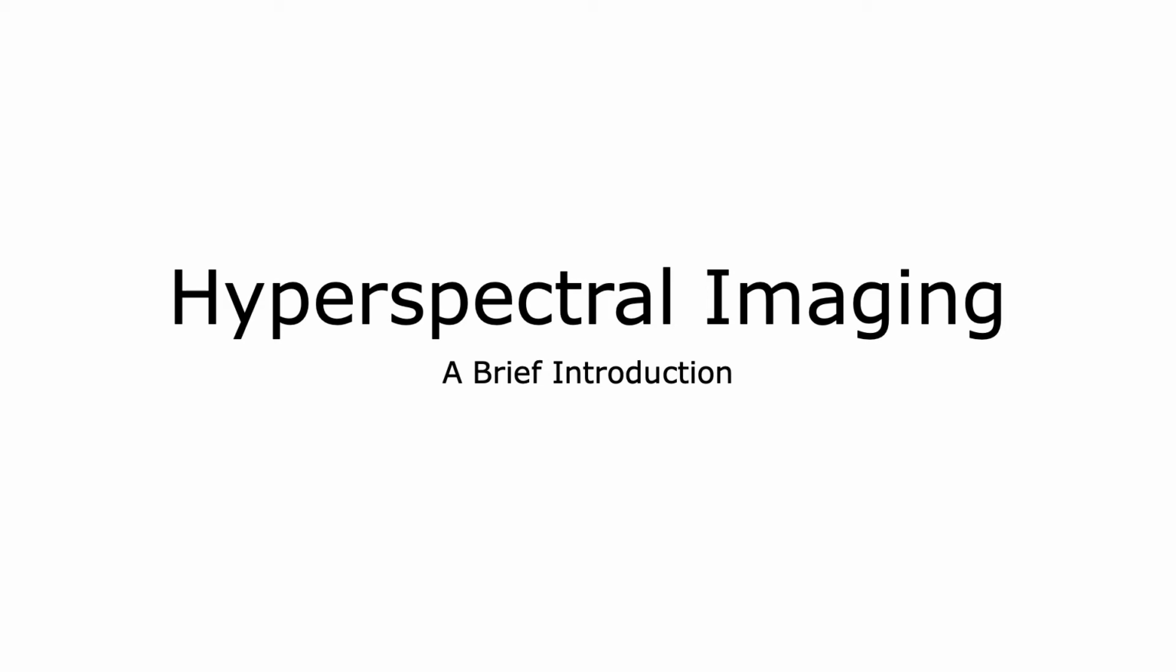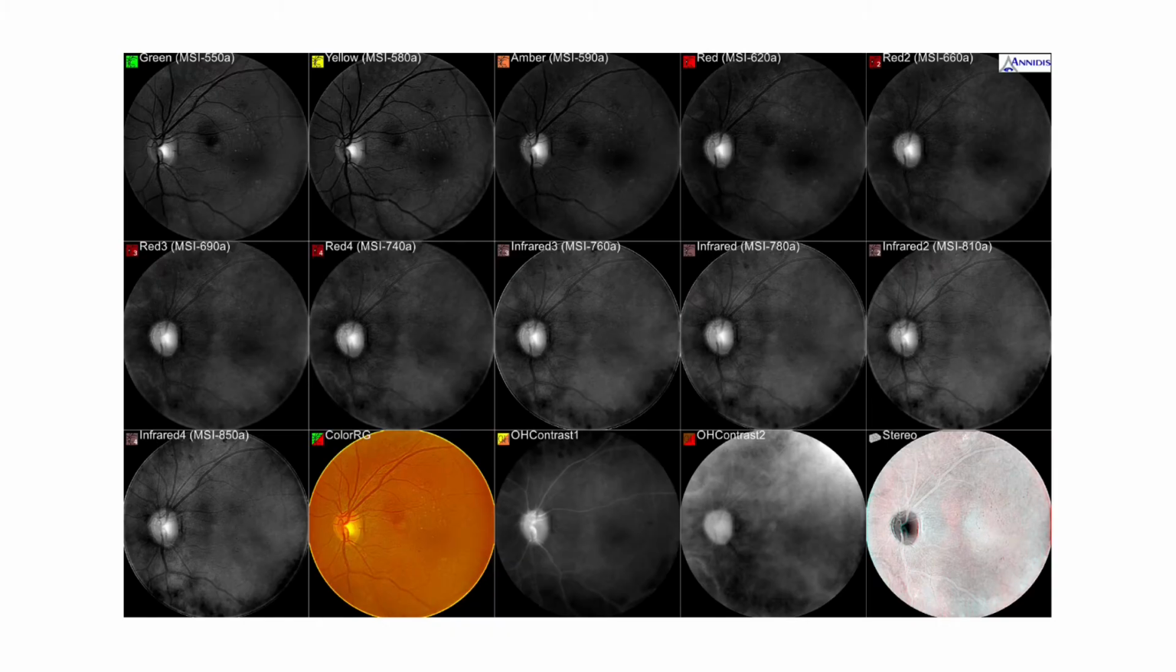Hi, my name is Meg, and I'm going to provide today in this video a brief introduction to hyperspectral imaging. Hyperspectral images represent both the spatial and spectral image characteristics of an object when an object is imaged at different wavelengths. As you can see here with the retina, it has been imaged at a variety of wavelengths in the visible and near infrared portion of the electromagnetic spectrum.